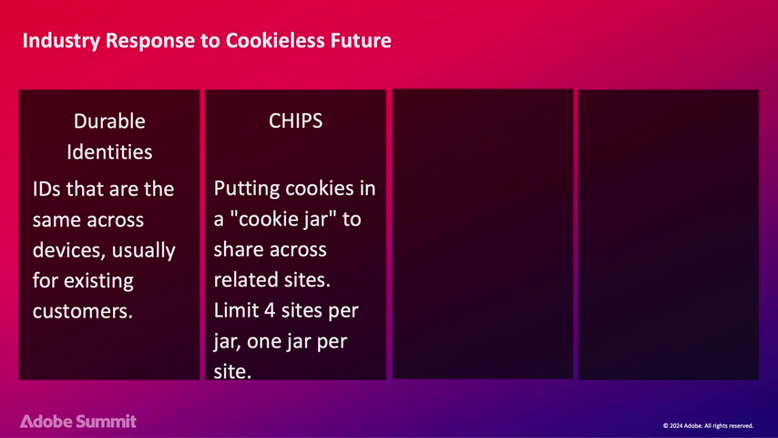The only issue is that it's a limit of 4 top-level domains per cookie jar. So if you have a lot of different brand names, or subdomains, no, subdomains would work, but different brands on the website, you're limited to 4 per cookie jar, and that domain can only live in 1 cookie jar. So just keep that in mind as you think through using CHIPS on your website.